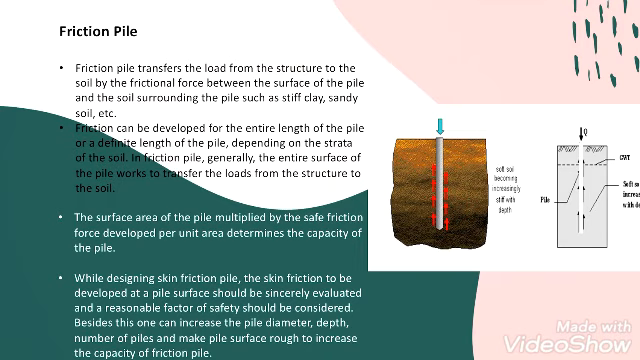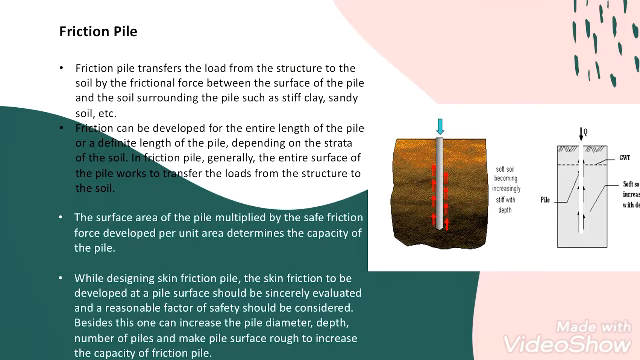In friction pile, generally the entire surface of the pile works to transfer the loads from the structure to the soil. The surface area of the pile multiplied by the safe friction force developed per unit area determines the capacity of the pile. While designing skin friction pile, the skin friction to be developed at the pile surface should be carefully evaluated, and a reasonable factor of safety should be considered.